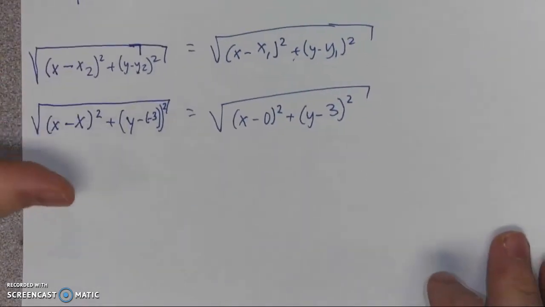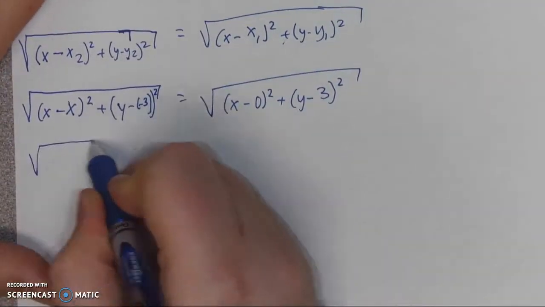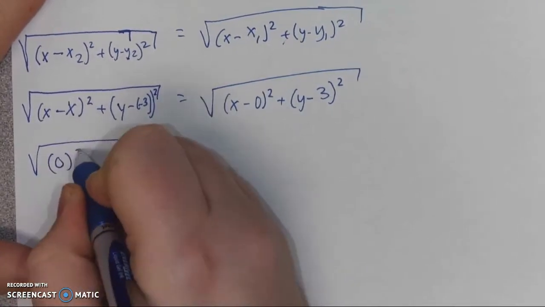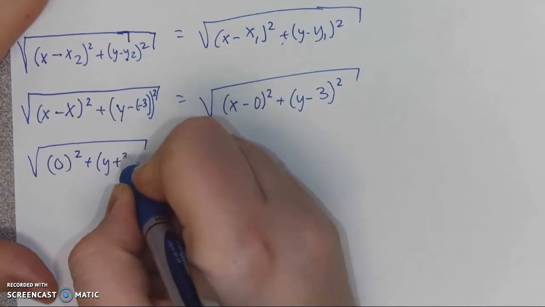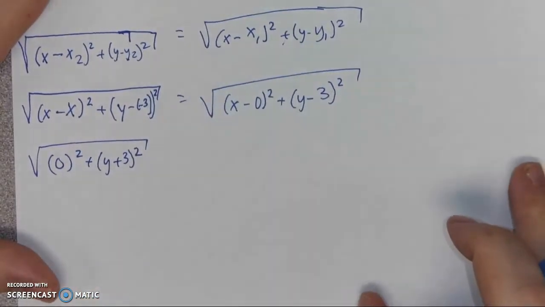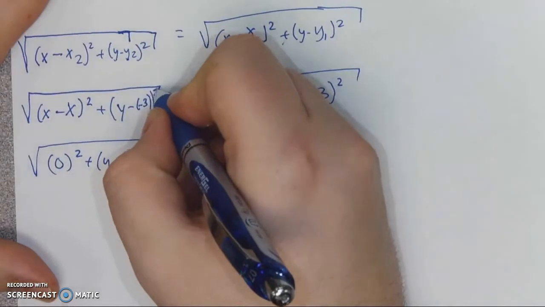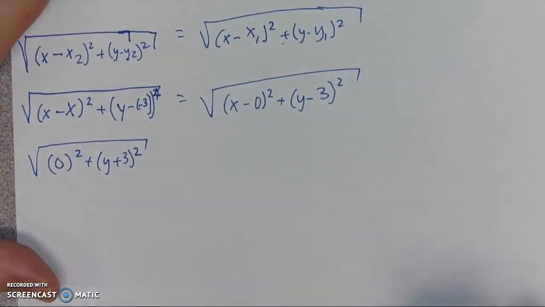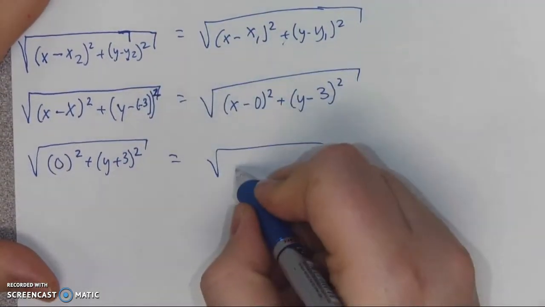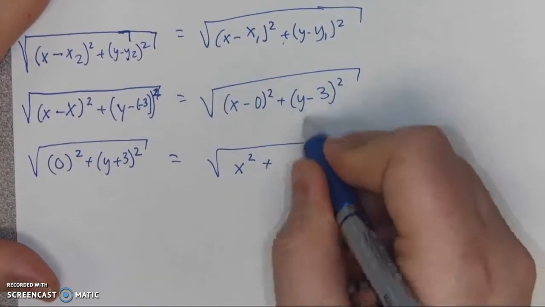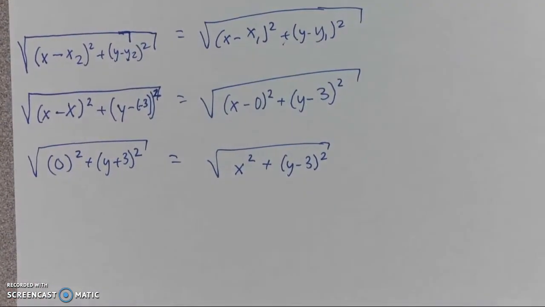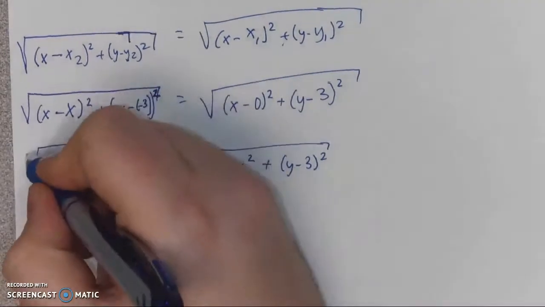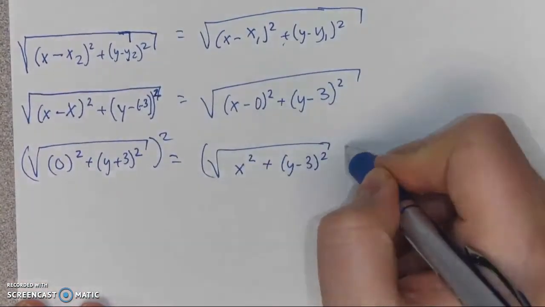So when I simplify this, x minus x is 0. And then y minus -3 is just going to be y plus 3 squared. Just in case you couldn't see the squared, it was up there. And that equals the square root. X minus 0 is x, and we have our y minus 3 squared. Now we don't want to see the square roots in our equation, so we're going to square both sides to get rid of the square root.